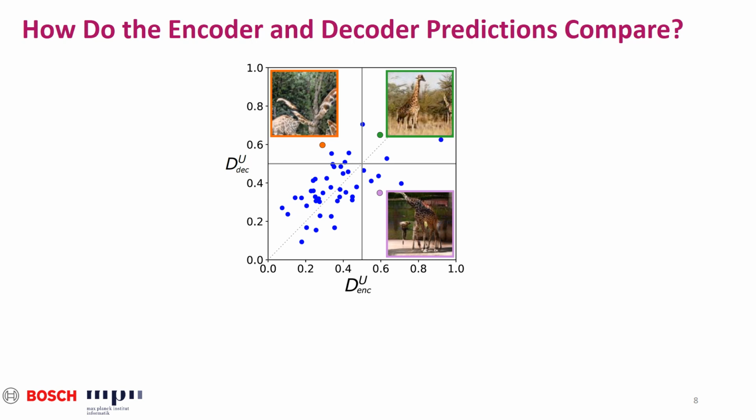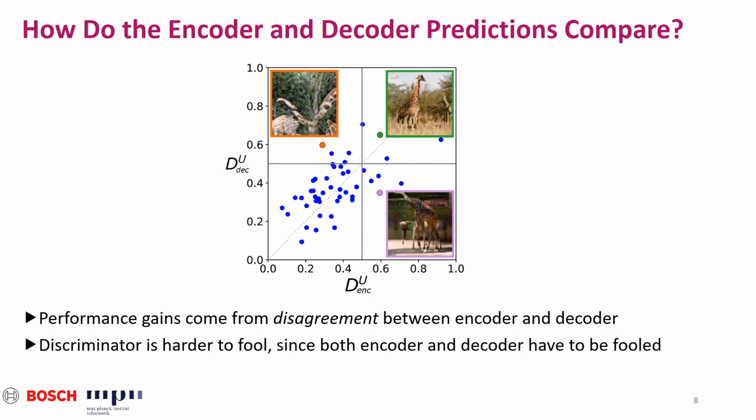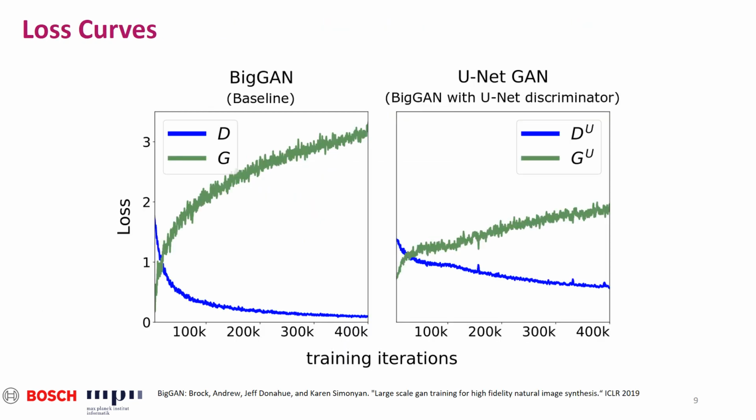As you can see, the encoder and decoder have a fair amount of disagreement. The disagreement explains the performance gains, because the generator now has to satisfy different critics. This also means the discriminator is harder to convince that the fake image is real. The fact that the U-Net discriminator is harder to convince that an image is either completely real or fake is also reflected in the training loss curves.